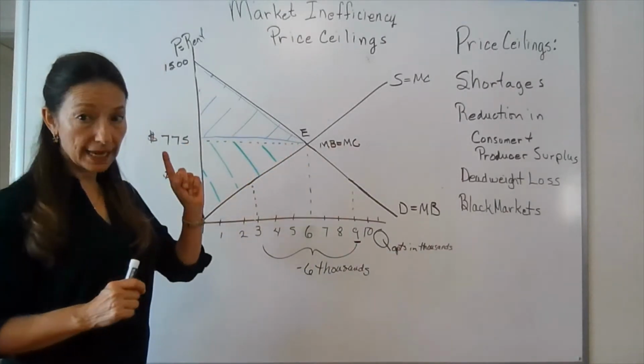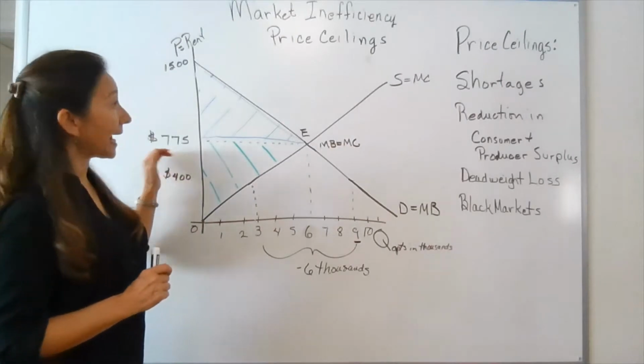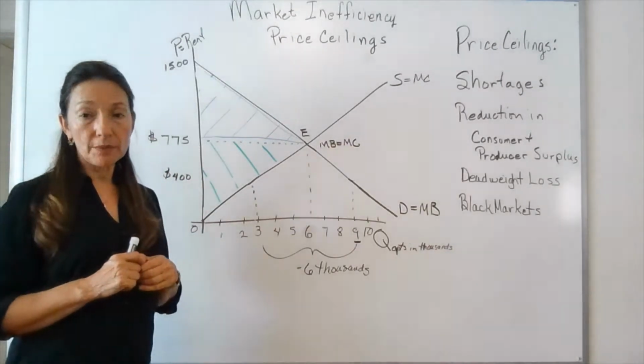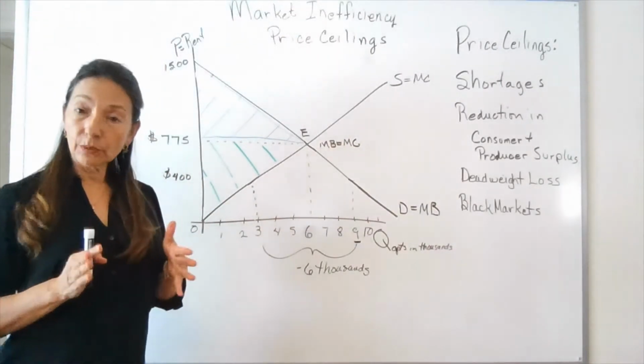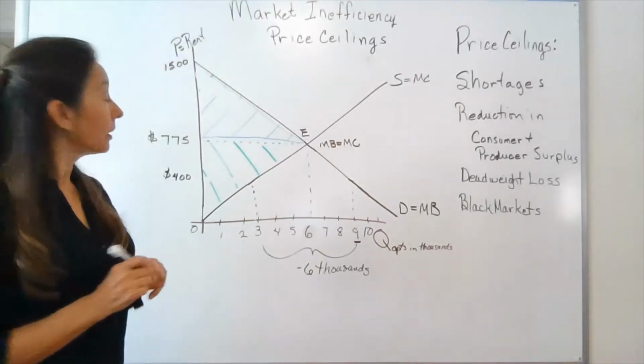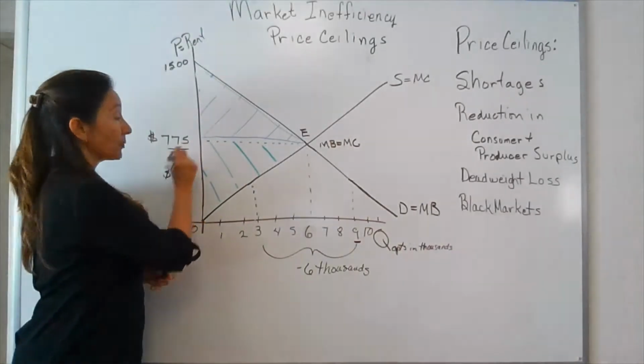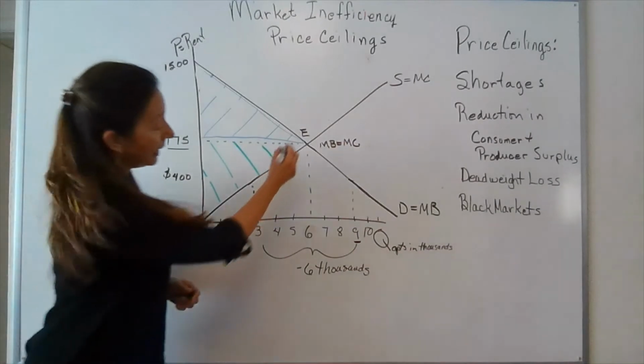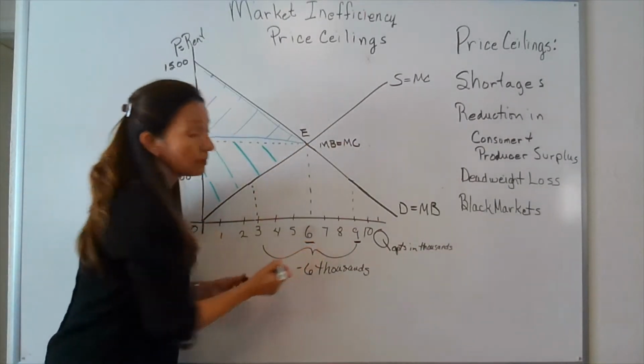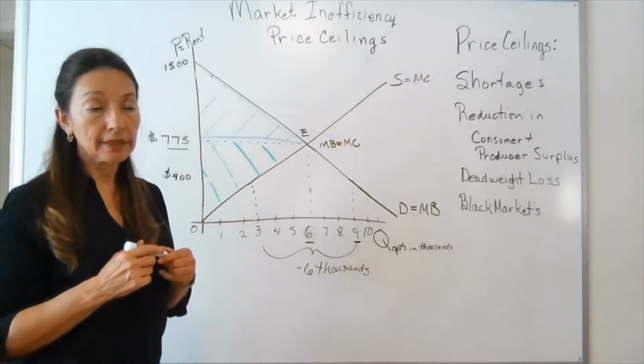So in this case, we are going to be looking at one-bedroom apartments in El Paso. The equilibrium price for those one-bedroom apartments is $775, and about 6,000 units are rented.